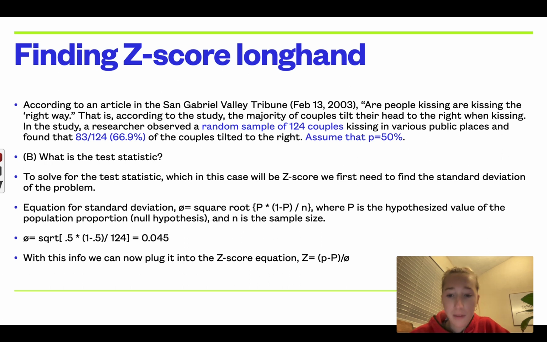So with this information, we can go on to our z-score equation, and it's honestly not that much different. All we have to do is plug in our 66.9%, which is our proportion in our sample, minus the proportion of the population that we're hypothesizing, over that same standard deviation. And you should get somewhere near 3.7.